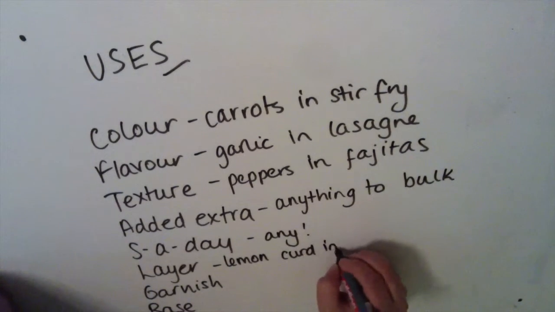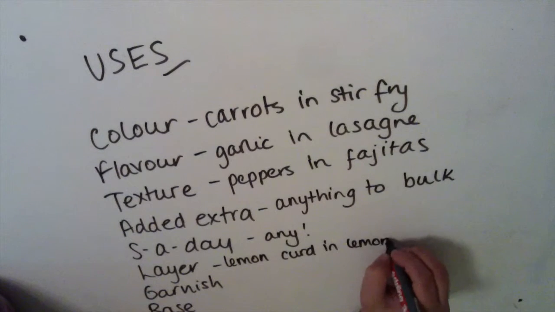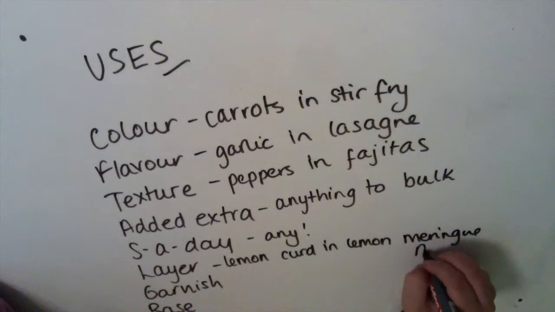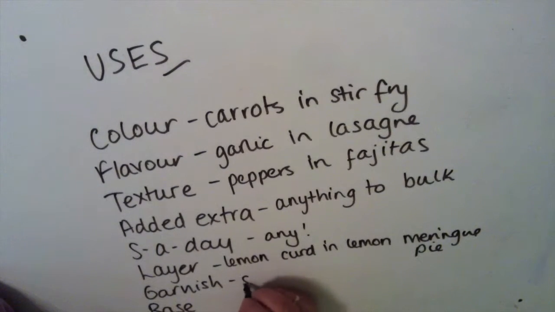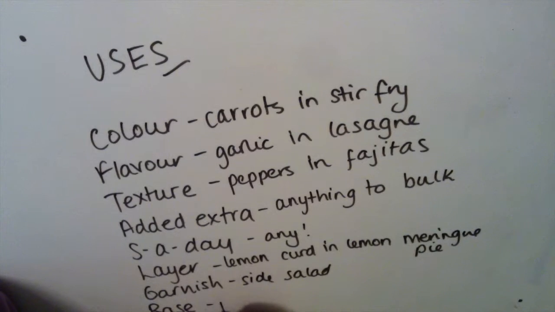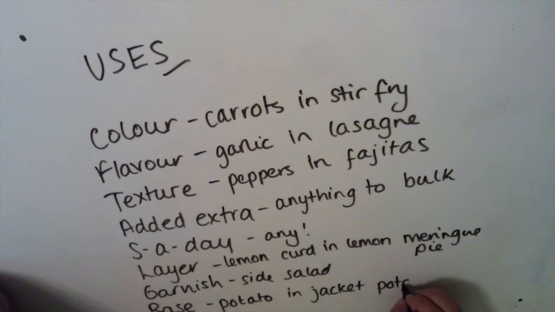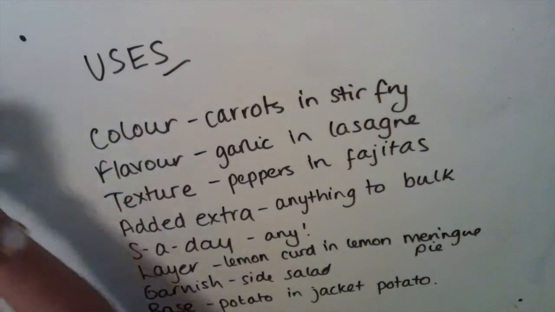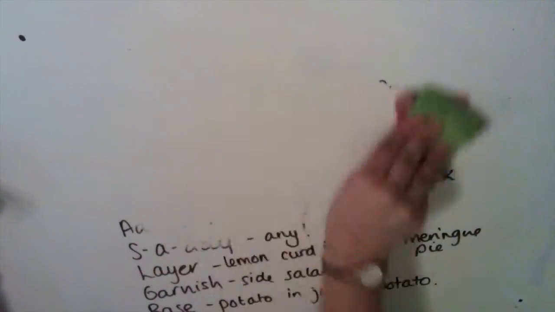If you use any fruit or vegetable that is not needed in a recipe, you are using it as an added extra. Fruits and vegetables are much cheaper than meat, so they can really bulk out a recipe without increasing the cost too much. You can also use fruits and vegetables as part of your 5 a day, just to increase the nutrition. You can use them as a layer, so an example is lemon curd in a lemon meringue pie, which you've made.